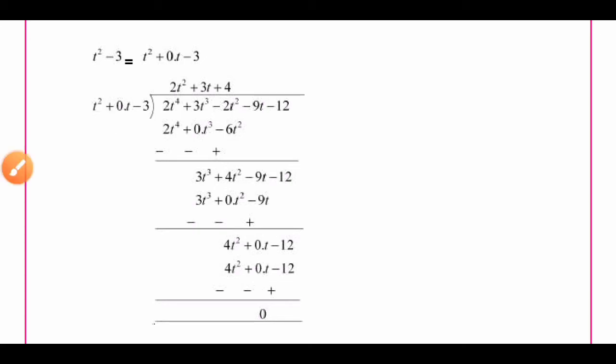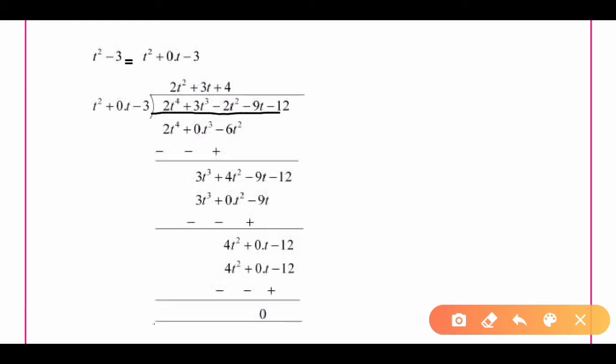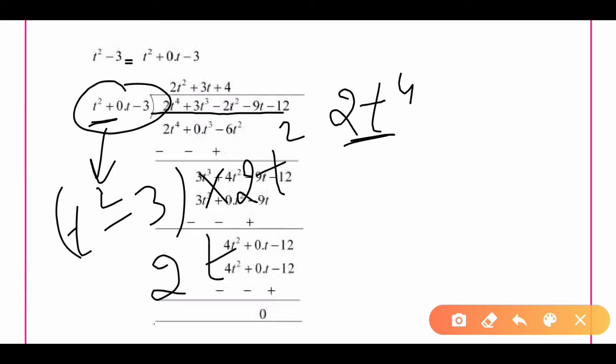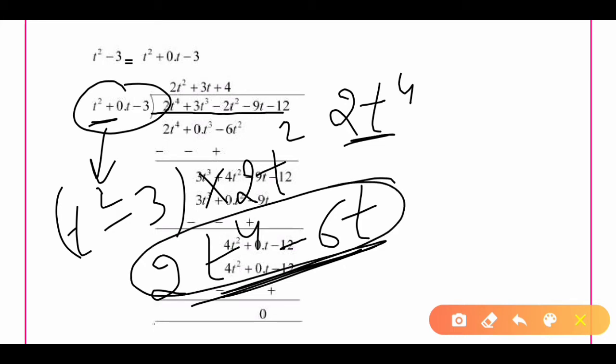Okay, let's see. Now in this polynomial we have 2t raised to power 4. So we want to get 2t raised to power 4. So we will multiply t square minus 3 by 2 into t square. After multiplying we will get 2t raised to power 4 minus 6t square. So we will replace this value. Clear? Let's see.